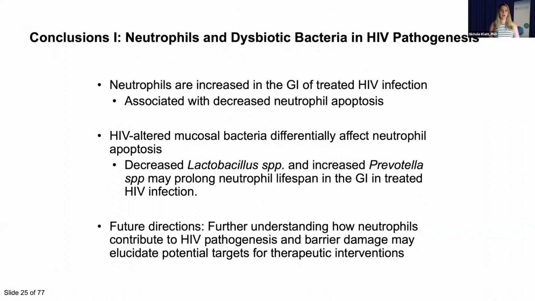So just to conclude this part, neutrophils are increased in the GI tract of treated HIV infection and associated with decreased neutrophil apoptosis, which is what we think the mechanism is for the accumulation of neutrophils in the gut in the context of HIV. HIV-altered mucosal bacteria differentially affect neutrophil apoptosis, and where you have decreased Lactobacillus or good bugs and increased Prevotella or bad bugs, that might prolong neutrophil lifespan in the GI tract in treated HIV infection. But we really are working hard to further understand how neutrophils contribute to HIV pathogenesis and barrier damage to potentially elucidate targets for therapeutic interventions.